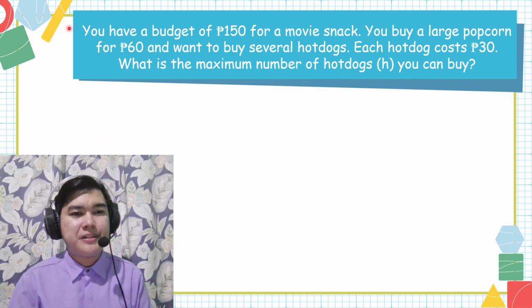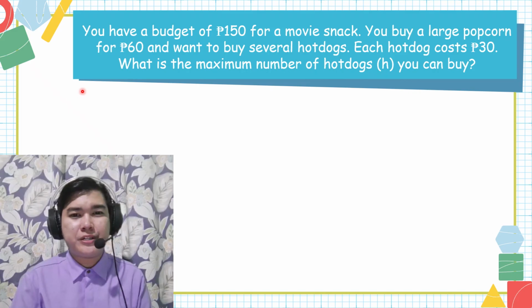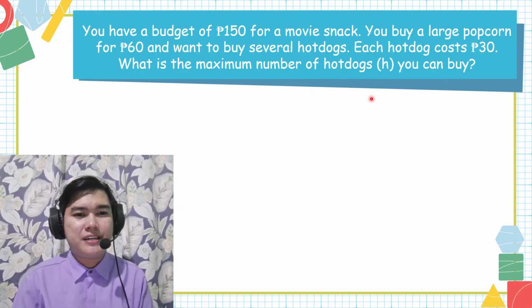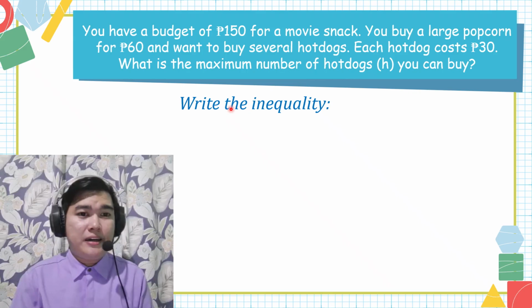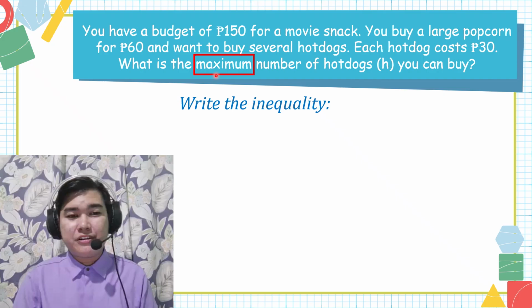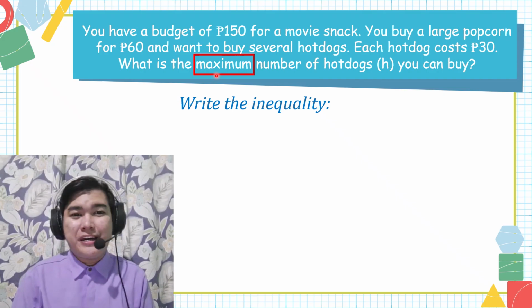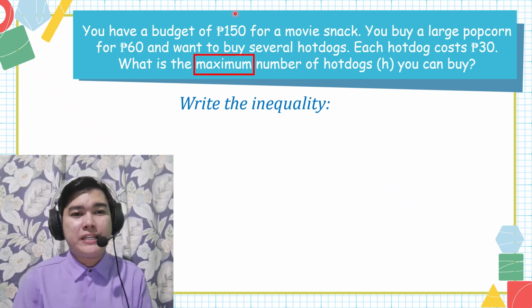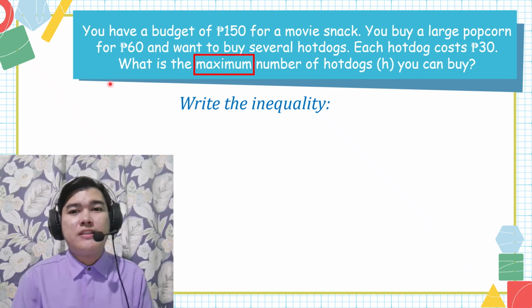All right, let's take a look at this example. You have a budget of 150 pesos for a movie snack. You buy a large popcorn for 60 pesos and want to buy several hot dogs. Each hot dog costs 30 pesos. What is the maximum number of hot dogs you can buy? First, let us write the inequality. The clue word in our problem is maximum. The symbol to be used for maximum is less than or equal to. To write our inequality, you have a budget of 150 pesos and you are going to find out the maximum number of hot dogs that you can buy.